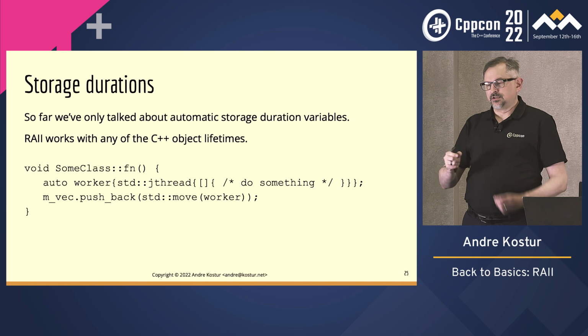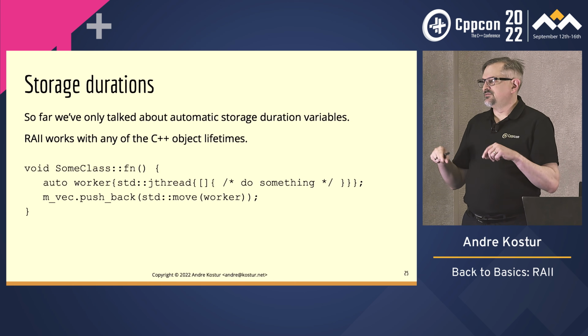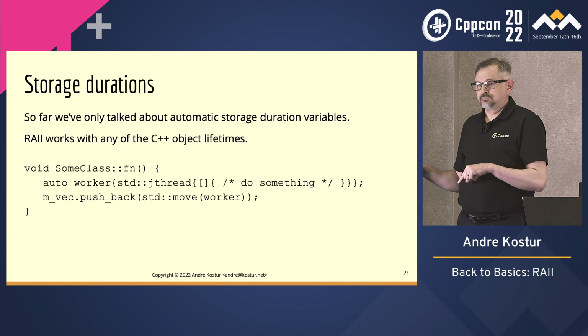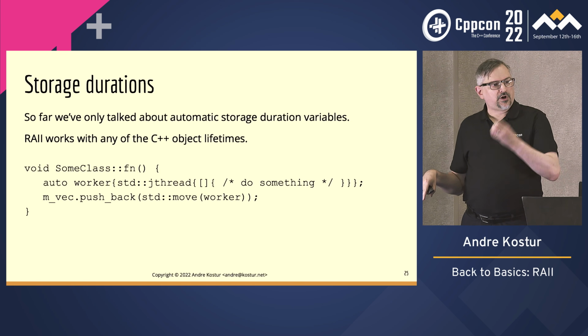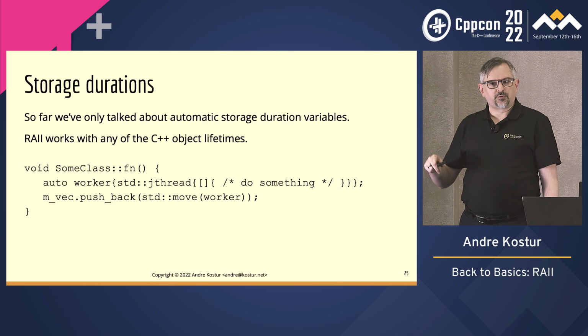So now I can have this collection of worker threads running around. And now the lifetime of that object, since I moved it, is now however long it lives inside that vector. So eventually, when I finally do remove the object out of the vector, or the vector goes out of scope, as the case may be, that's when the thread will get joined.